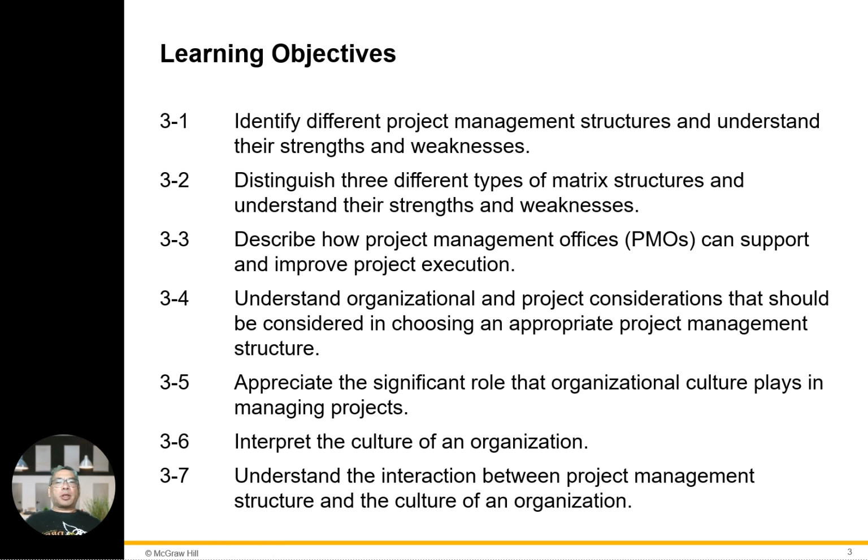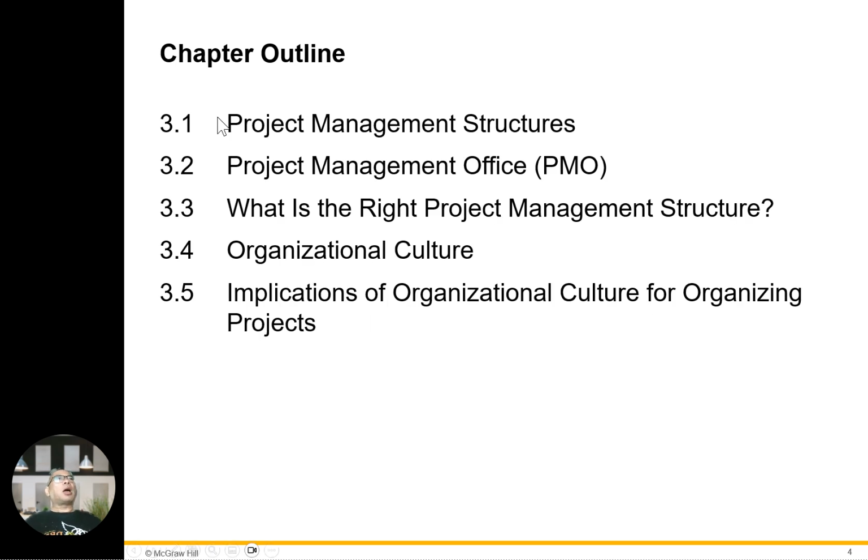Let's discuss the chapter outline. Number 1, what are the project management structures? Number 2, what is the project management office? This is the office that runs all the project managers, decides how to run the projects, and decides on all the resources as well. Number 3, what is the right project management structure? That's the key. Number 4, what are the organization structures and cultures?